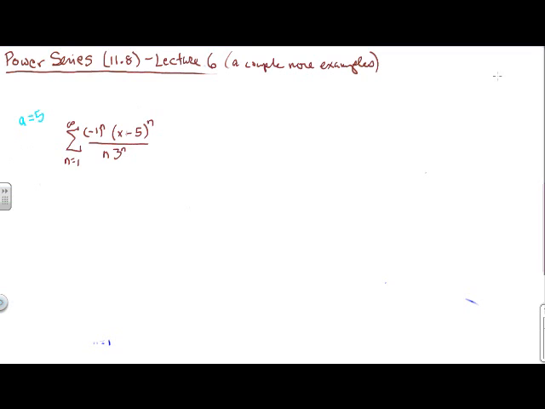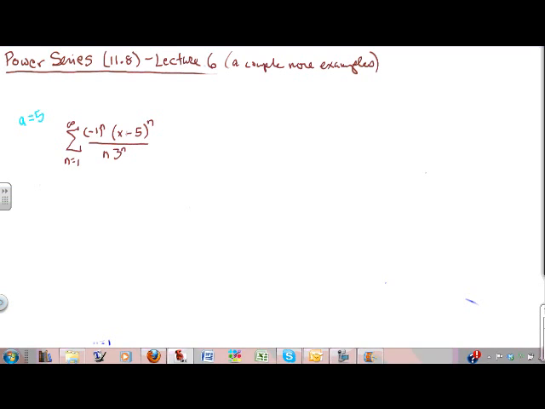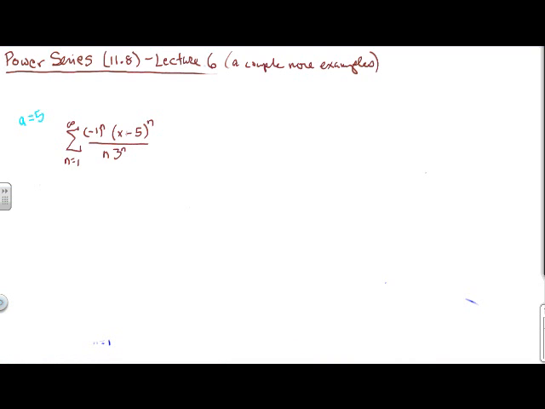So as we saw in previous videos, this thing is either going to converge for all x, in which case the radius of convergence is infinity. It's going to converge only at x equals 5, in which case the radius of convergence is 0, or there's some finite non-zero radius of convergence, and it's going to converge on some interval centered at 5.